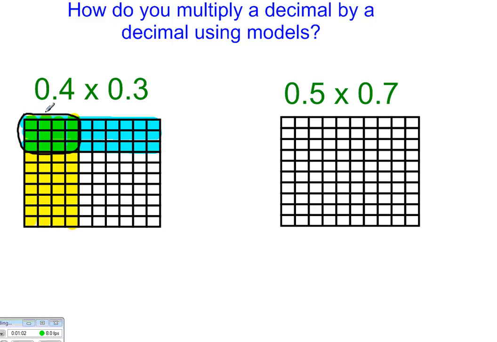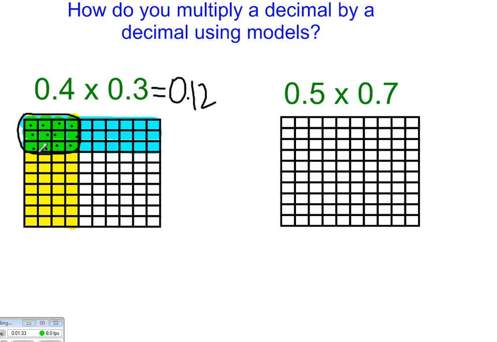So if I look at 4/10 times 3/10, and I look at the area where they overlap, and I count each and every one of those little squares, which represent a hundredth, I will find my product. So I have 1, 2, 3, 4, 5, 6, 7, 8, 9, 10, 11, 12 hundredths. So my answer, 4/10 times 3/10, or my product, I should say, in this instance, is 12 hundredths.